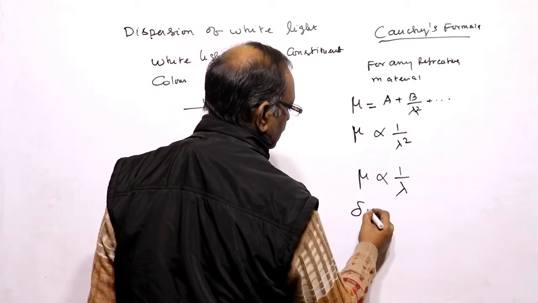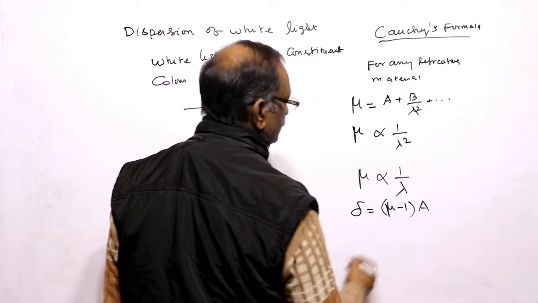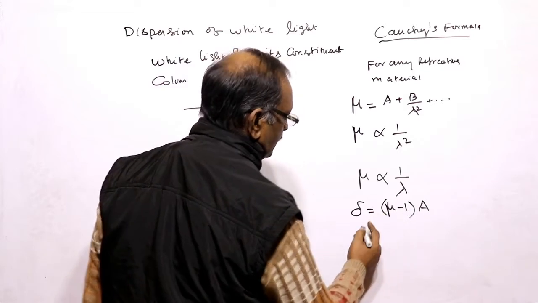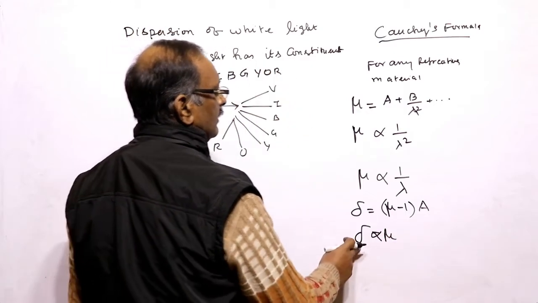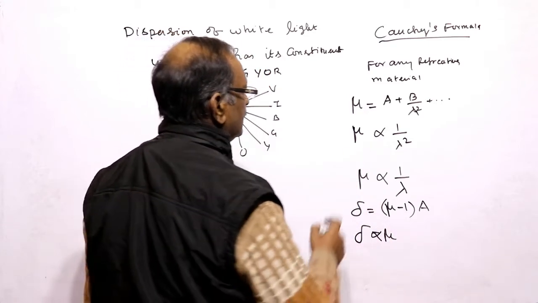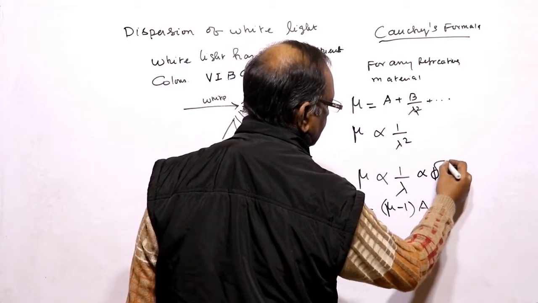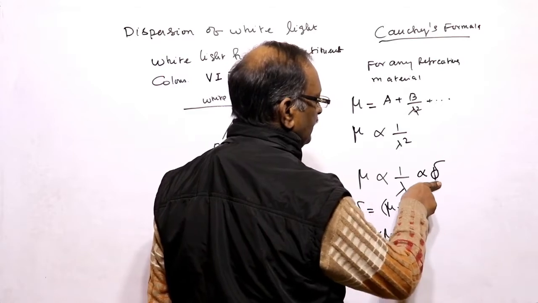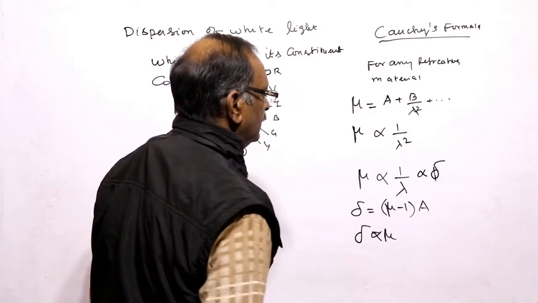And deviation produced by a prism is equal to mu minus 1 into A. The angle of the prism for a given prism is constant, and 1 is a constant. It means the deviation produced by the prism is directly proportional to the refractive index. Since D is proportional to mu, the refractive index is directly proportional to the deviation produced by the light, and refractive index is inversely proportional to the wavelength of the light.